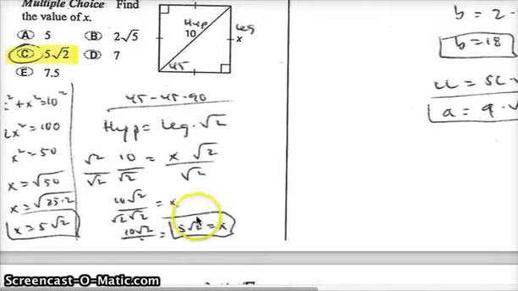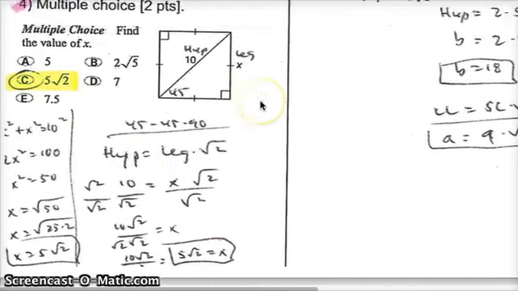Raise your hand if you think the Pythagorean theorem was easier for that problem. Raise your hand if the special right triangles were easier. Okay, the special right triangles, that's fine. It's definitely used more for higher level math. Pythagorean theorem is perfectly fine as well.